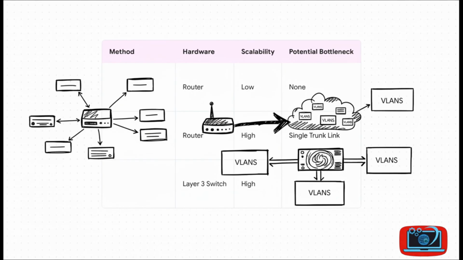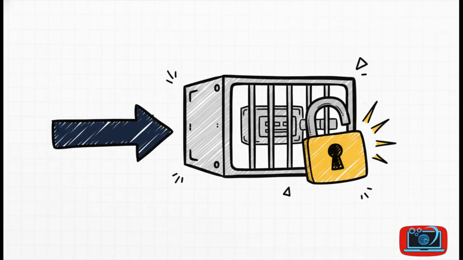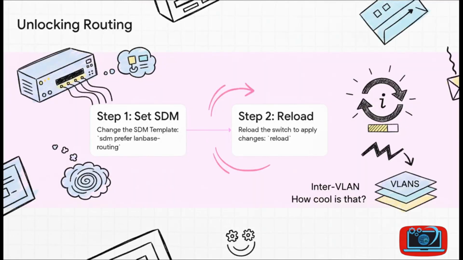Now, here's a really cool pro tip for you. You might be thinking that you need to go out and buy an expensive Layer 3 switch to get that top-tier performance. But some very common Layer 2 switches, like the super popular Cisco 2960, actually have basic routing capabilities hidden inside. You just have to unlock them. And it's surprisingly easy to do. You just change something called the Switch Database Management, or SDM template, with one command. You're basically telling the switch to reallocate its resources for routing. Give it a quick reload, and suddenly your Layer 2 switch can create SVIs and perform basic inter-VLAN routing.